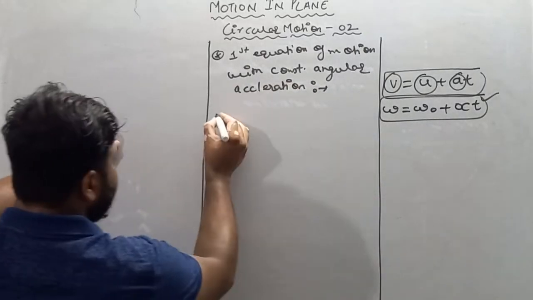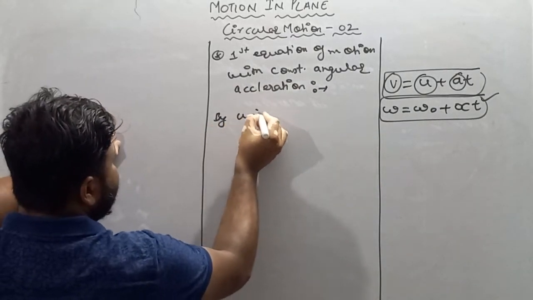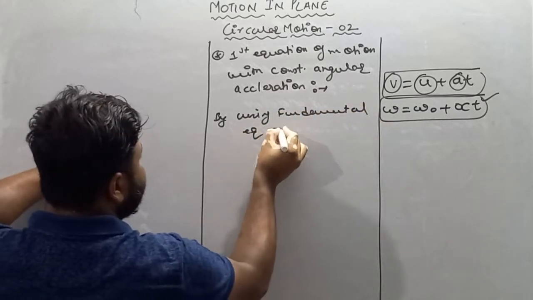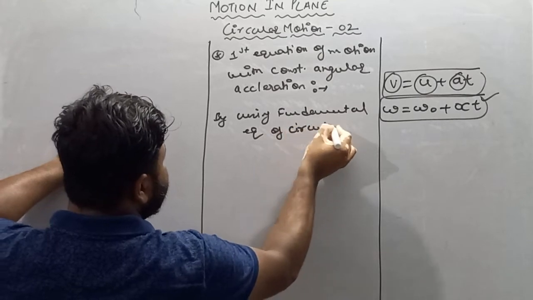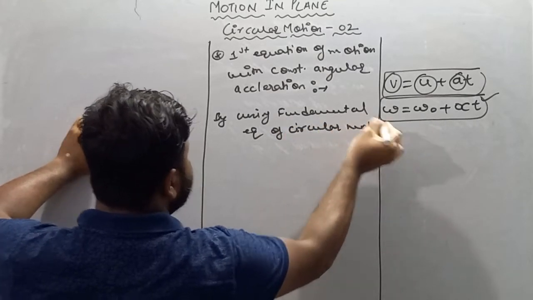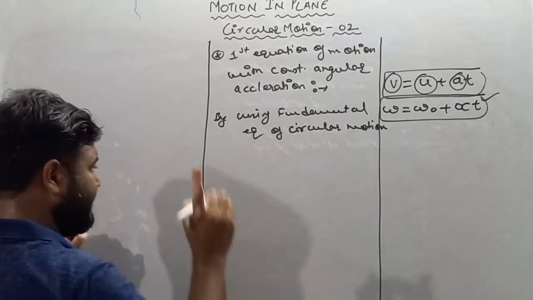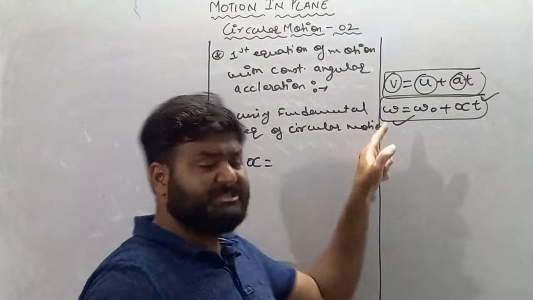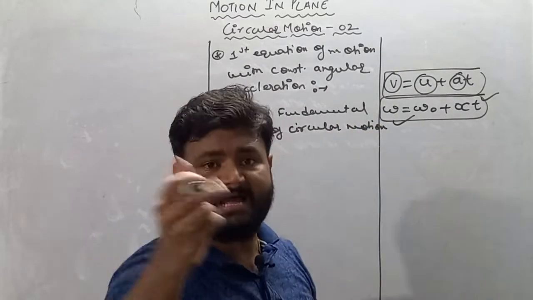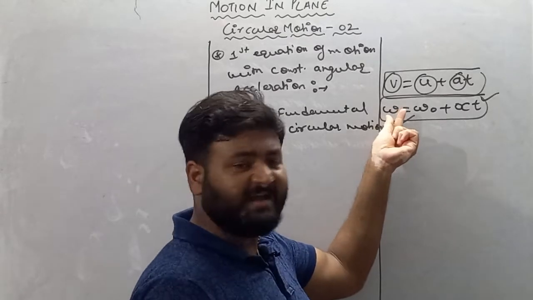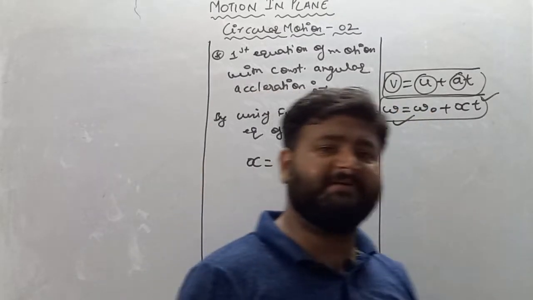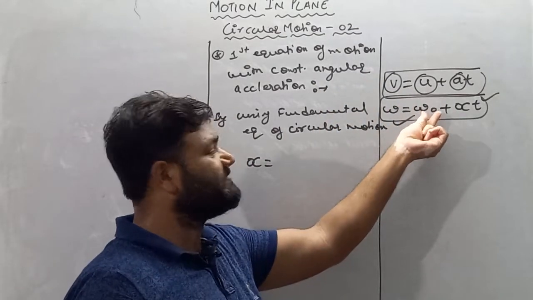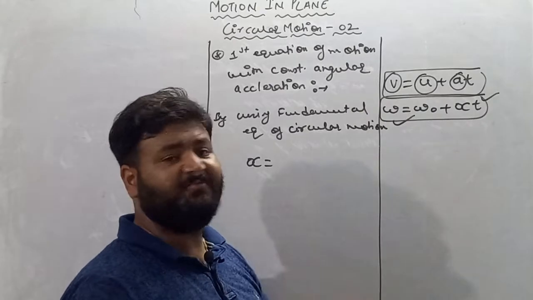So I am using the fundamental equation of circular motion. See, in this equation omega is there. I mean change in angular velocity is there, because we have final angular velocity as well as initial angular velocity. So it means that angular velocity changes from initial to final, that is from omega naught to omega. There is alpha, there is t.